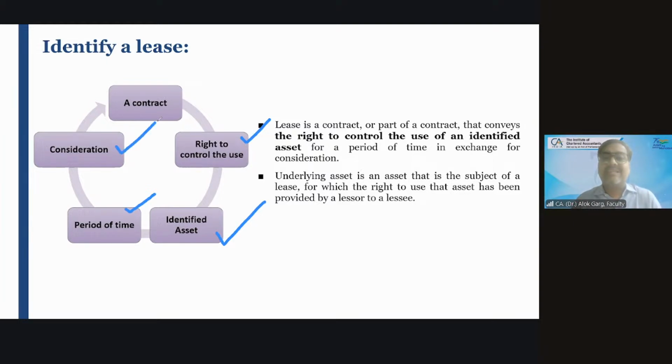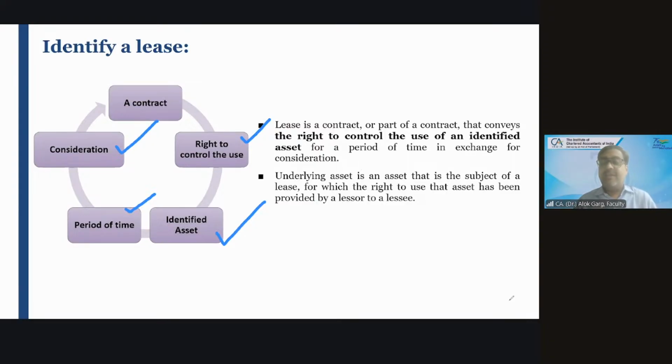Then we discussed lease consideration. Lease consideration means lease payment. You remember lease payment? Yes, sir. Neha, you remember lease payment? Fixed payment, right. Fixed lease payments, plus in-substance fixed payment, minus lease incentive, plus variable lease payment.